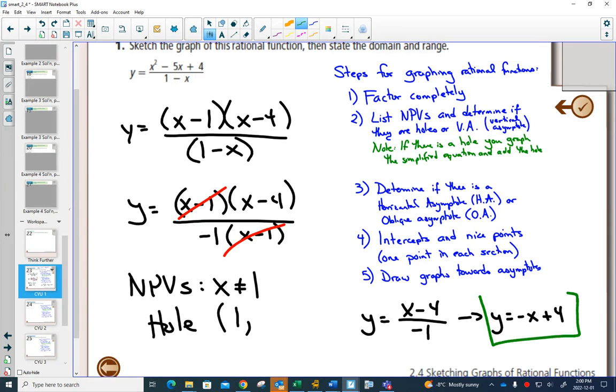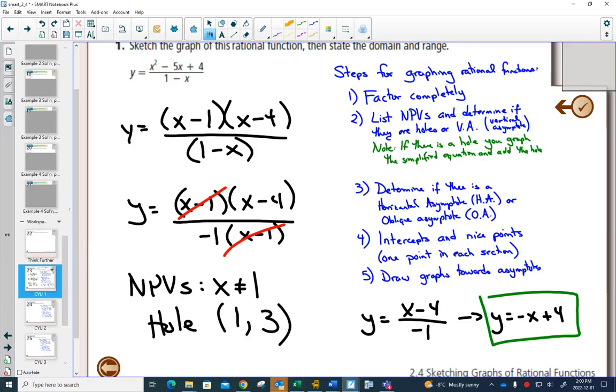So I'm going to put a green box around this because it fits with our green note. It says, if there's a hole, you graph the simplified equation and add the hole. And the hole is going to have the non-permissible value for your x coordinate. And then you plug it into your new equation. So if I plug in 1 for x, negative 1 plus 4 is 3. That's going to be the coordinates of the hole. At this point, you graph the green equation.